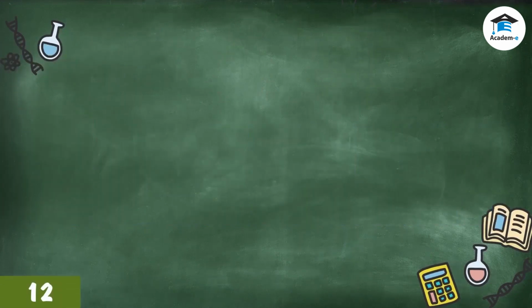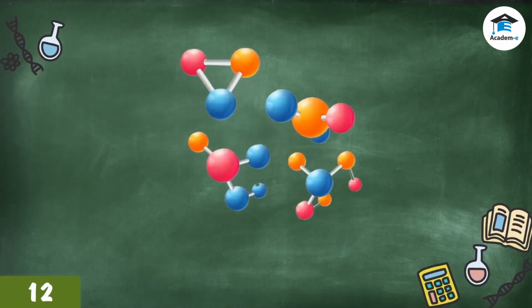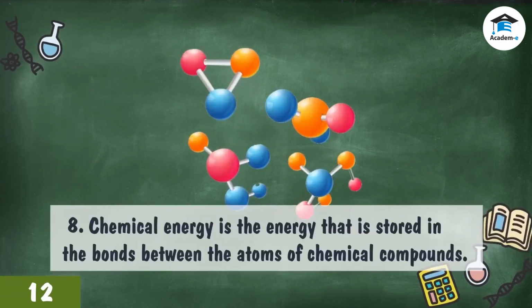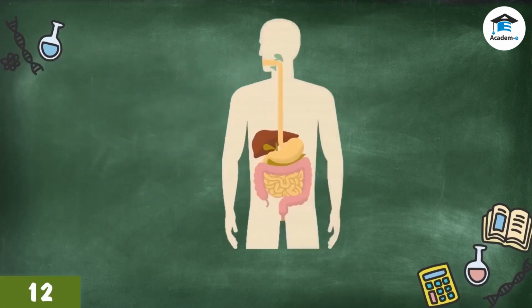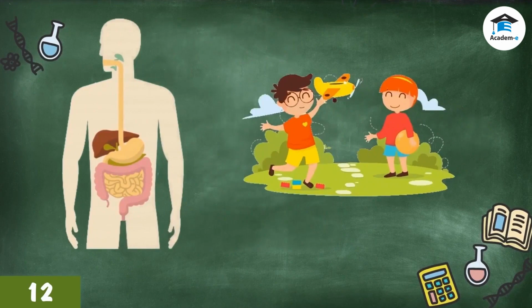The last form of energy is the chemical energy, which is the energy that is stored in the bonds between the atoms of chemical compounds. When these bonds are broken during chemical reactions, energy is released. In the same way, when the food you eat is digested and undergoes certain chemical reactions in the body, energy is released, enabling you to do your activities.